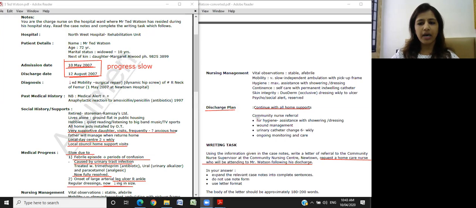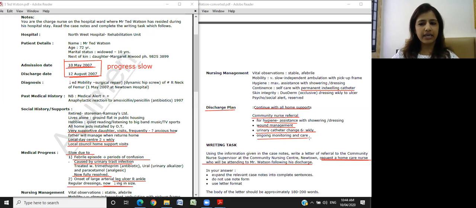Community nurse referral. You are already writing this letter, right? You are writing a letter to the community nurse. Why are you writing? You are requesting hygiene assistance, management of wound, and urinary catheter change 6 weekly. See, it is given that they have a permanent indwelling catheter, which would be most of the time a silicone catheter, right? Not the poly catheter. So that needs to be changed every 6 weeks, and ongoing monitoring and care.